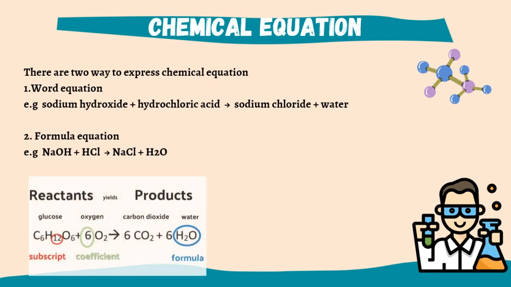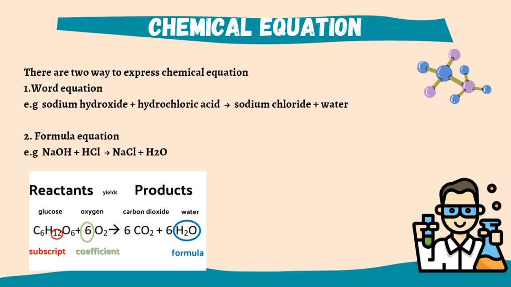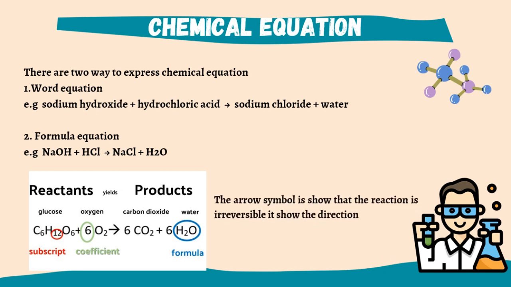And then here is an example of a chemical equation. Reactant yields product, or reactant produces product. The reactants here are glucose and oxygen, and the products here are carbon dioxide and water. We have the labels here: the red one is the subscript, the green one we call the coefficient, and the blue one we call the formula. The arrow symbol shows that the reaction is irreversible, or in one direction.